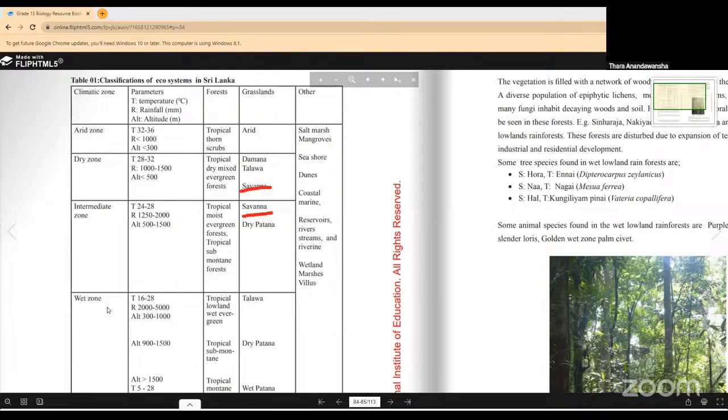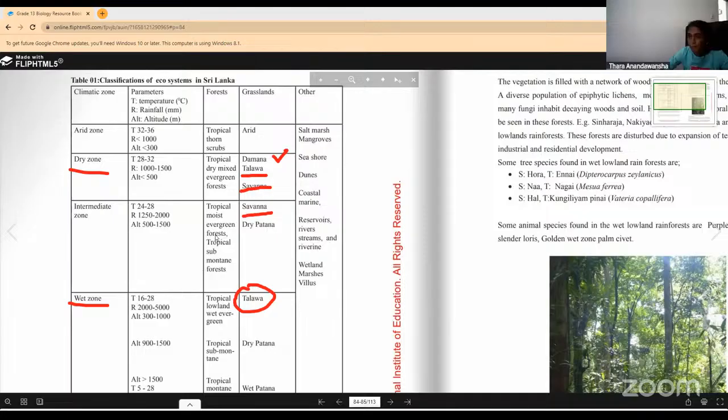And Salava is again found in the dry zone, right? So here 2 by 2, you can write it somewhere and keep. And then Damana grasslands are found in the dry zone only, right? So, yeah. Tropical montane are found in the intermediate zone and wet zone both. So these are the common things I'm taking.